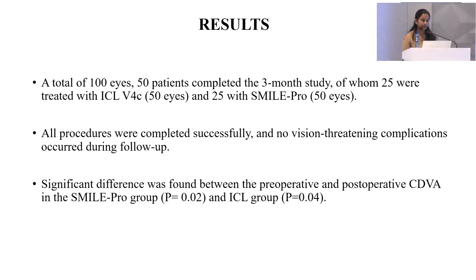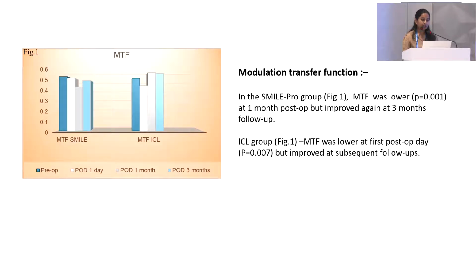In the results, out of the 100 eyes, 50 patients completed the 3-month study. All procedures were completed successfully with no complications. Significant differences were found between the preoperative and postoperative corrected distance visual acuity in the SMILE and the ICL group. In the SMILE group, MTF was lower at 1 month post-op but improved again at 3 months follow-up. And in the ICL group, MTF was lower at the first post-op day but improved at subsequent follow-ups.